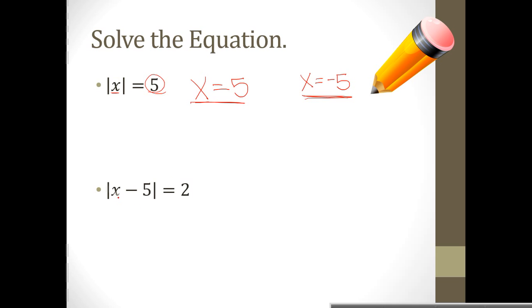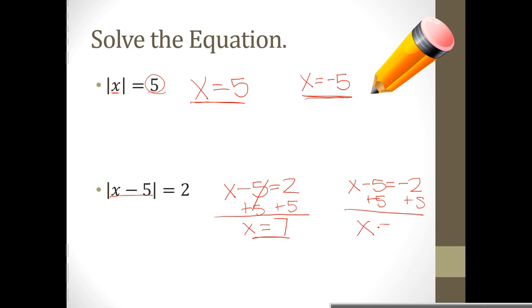So let's look at this one. The absolute value of x minus 5 equals 2. I'm going to set up my 2 equations. I'm going to take whatever is inside the absolute value, x minus 5, and write it twice. One of them is going to be set equal to the positive answer, and the other one is going to be set equal to the negative answer. Now, I need to solve these two equations. I'm going to add 5 to both sides, and I get x equals 2 plus 5, 7. So that's one of my answers. Now I'm going to add 5 on this one.